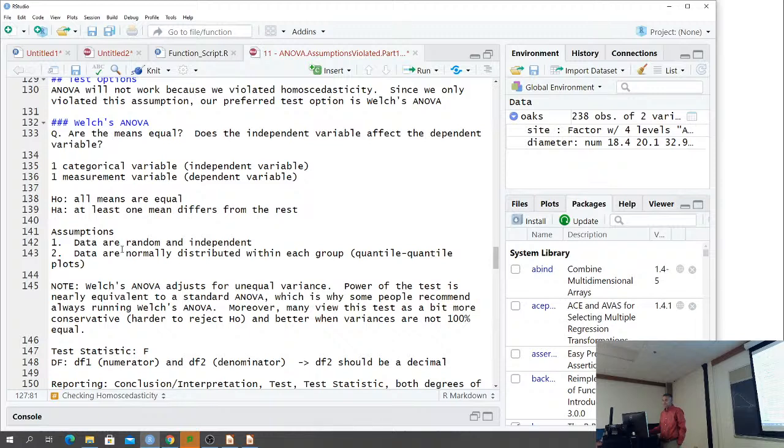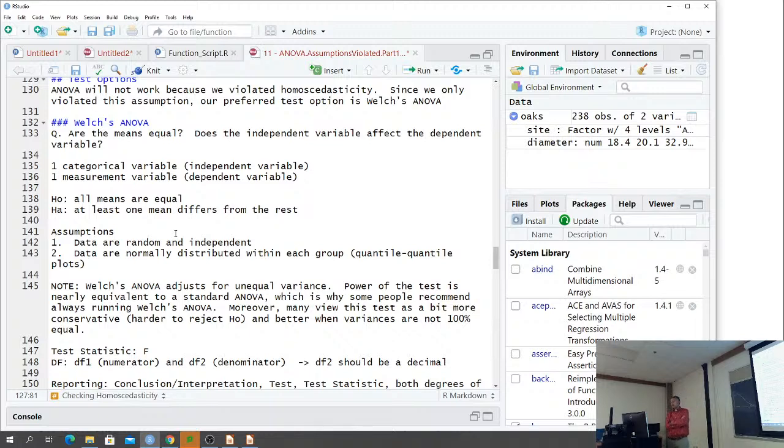Our assumptions for this test are that data are random and independent and that data are normally distributed within each group, and we use quantile plots. So really, the only assumption that doesn't apply is that we have equal variances, because Welch's ANOVA will fix that. Now, I do put a note that Welch's ANOVA adjusts for this unequal variance, and even though we're making this adjustment, the power of the test is going to be very similar to the power of a regular ANOVA. And this is why some people actually prefer and recommend running Welch's ANOVA all the time.